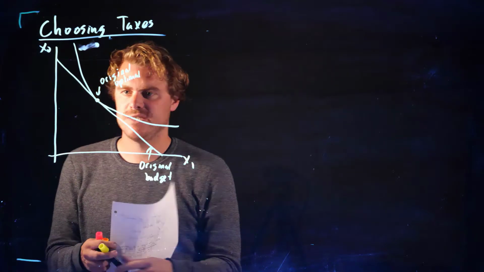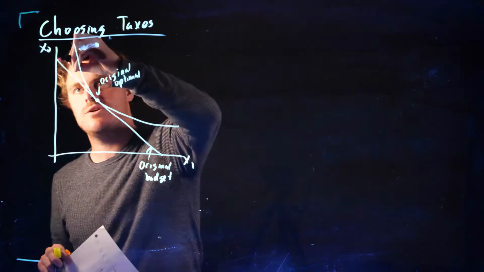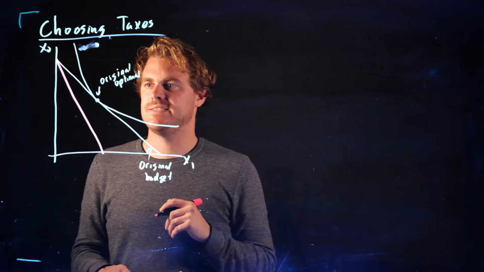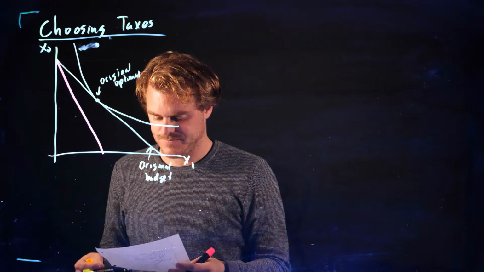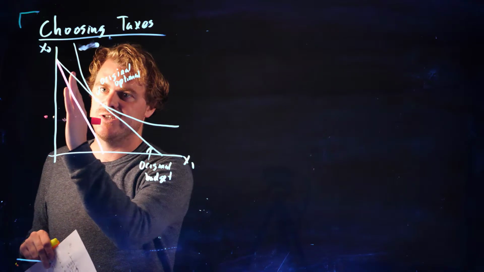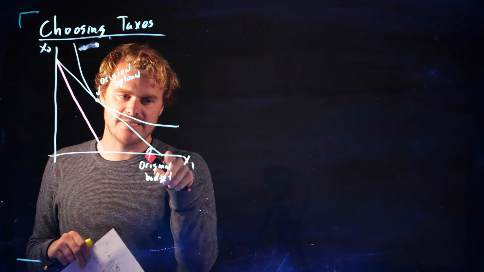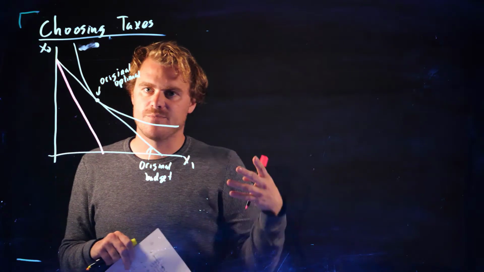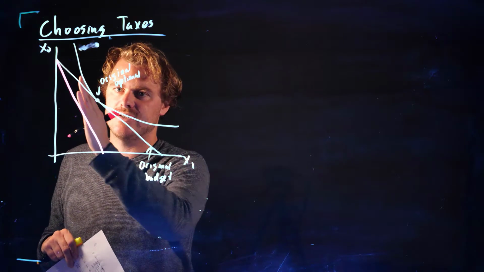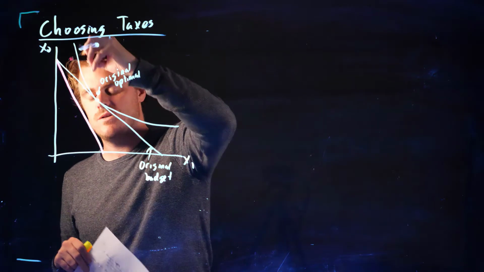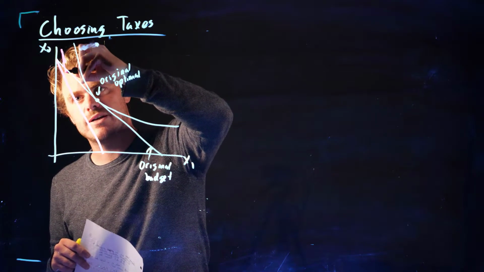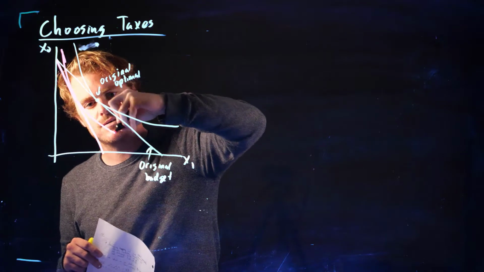And then what happens, the first thing we looked at is this quantity tax. Let's say it looks something like that. Remember, it's changing the slope of this line because there's a tax on good 1. So the effective price of good 1 has gone up, and so it rotates in, so to speak. So then let's draw the optimal choice under this tax.